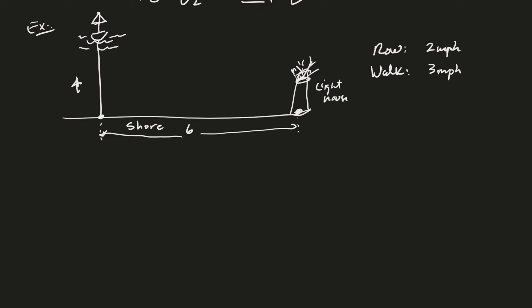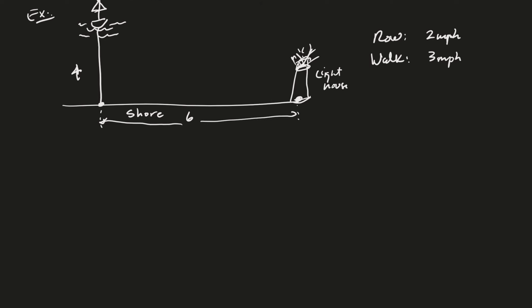Okay, so we're working on a couple more examples from section 4.7, the optimization section. In this example, we have a boat out in the lake or maybe out at the beach somewhere, 4 miles, I guess 4 miles, from shore, and that's a straight line distance, so that's a 90-degree angle. And then the straight line shore goes for 6 miles down to the lighthouse.